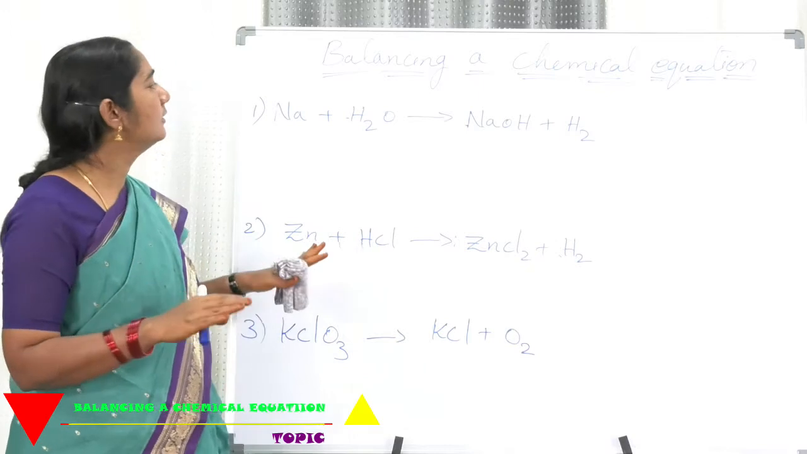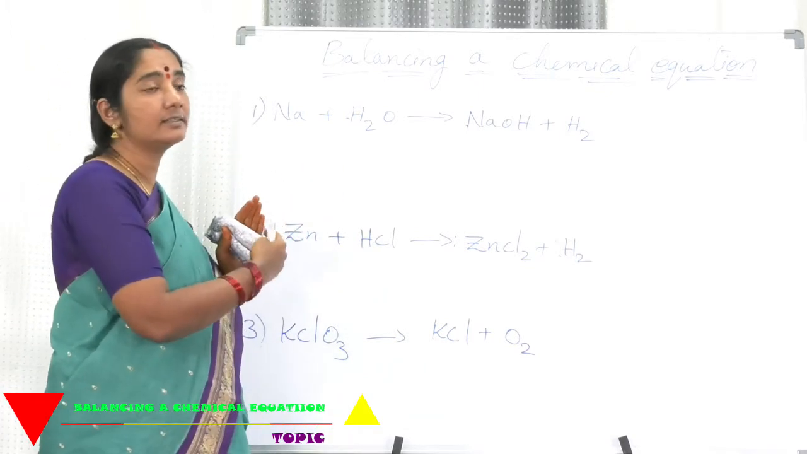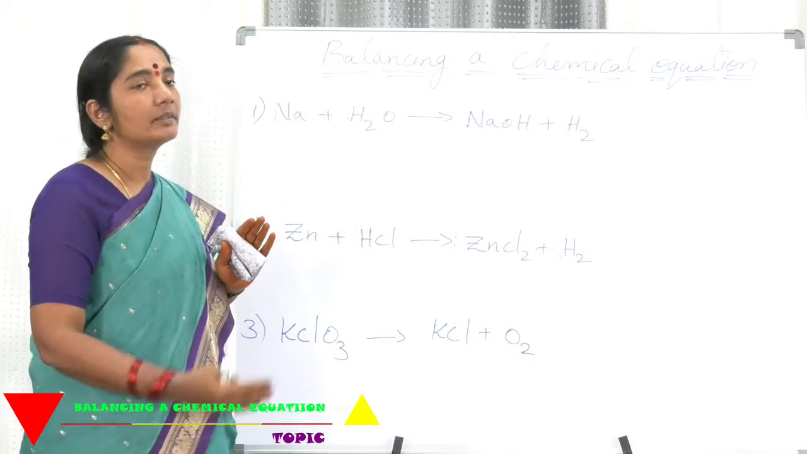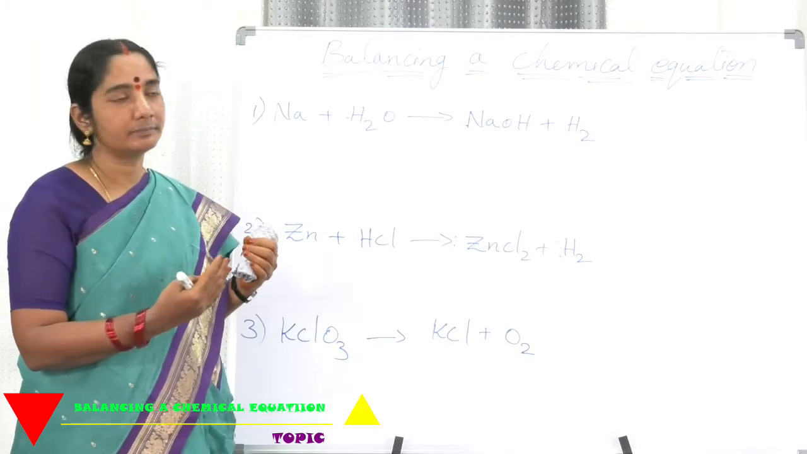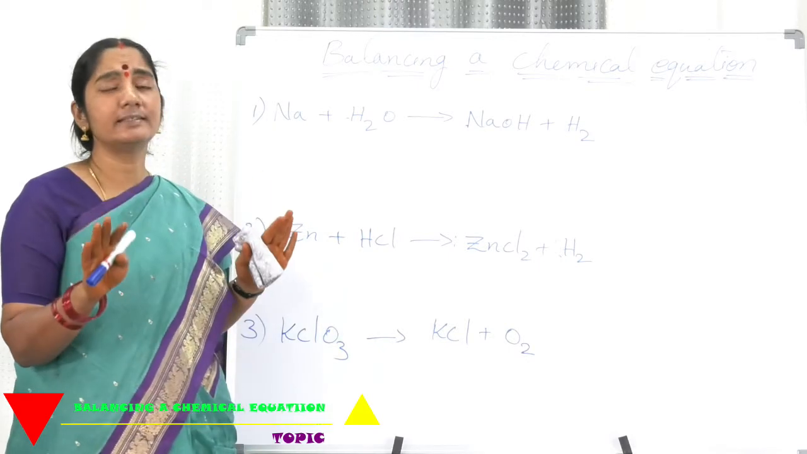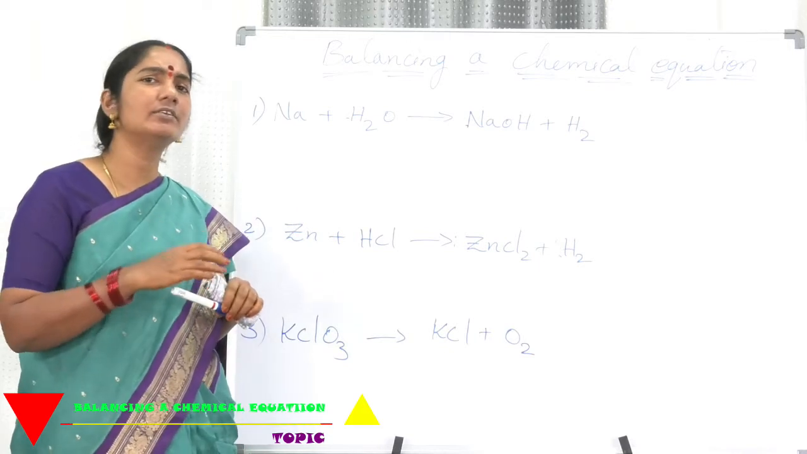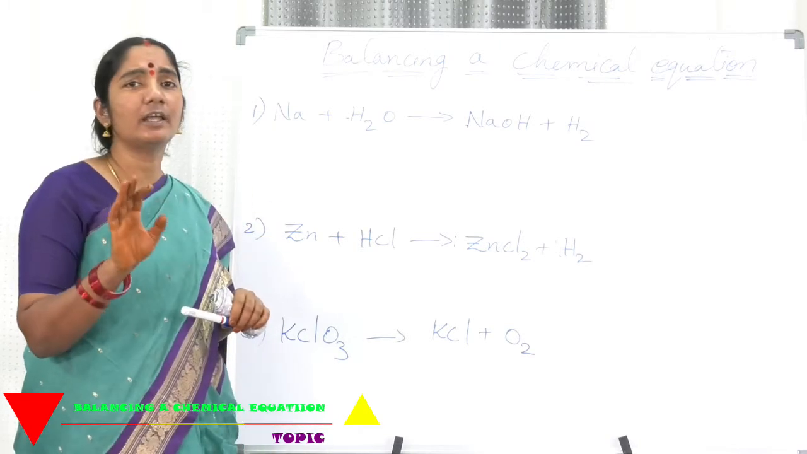So, according to that, the number of atoms on the reactant side must be equal to the number of atoms on the product side. In that process, we do some adjustment. That is called balancing a chemical equation. In balancing a chemical equation, there are different methods. Now we are only discussing the trial and error method.